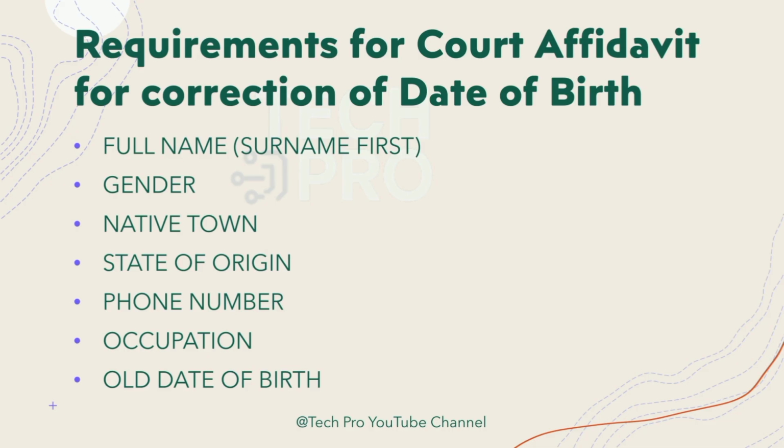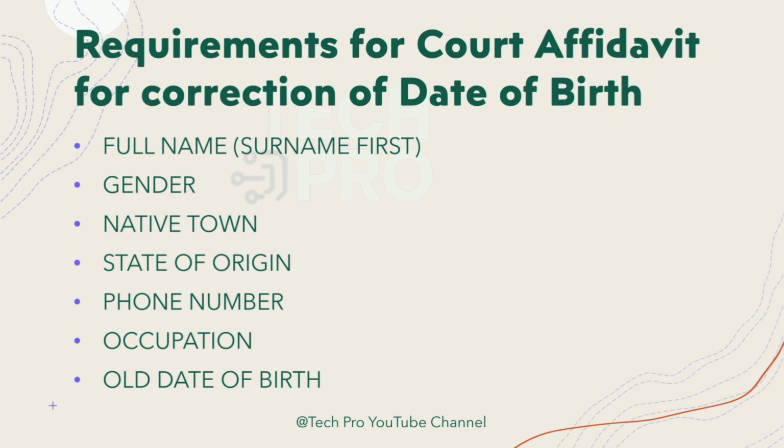The first thing you need to do is consider the requirements. What are the things that are needed for the court affidavit you want to obtain? The requirement for a court affidavit for correction of date of birth, because that is what this video is focused on. There are other court affidavits you can obtain, but for the purpose of this tutorial, we are going to be looking at the court affidavit for correction of date of birth.